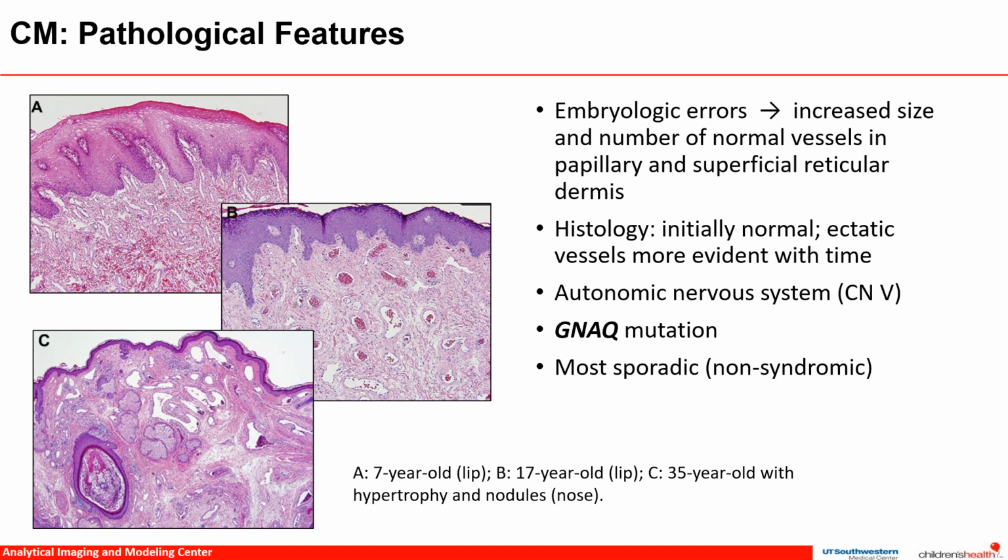Most capillary malformations are sporadic and are not associated with a syndrome. The GNAC gene, encoding for a protein involved in blood vessel growth, has been implicated in the majority of capillary malformations, but the pathogenic mechanism is thought to be multifactorial, especially in syndromic cases.